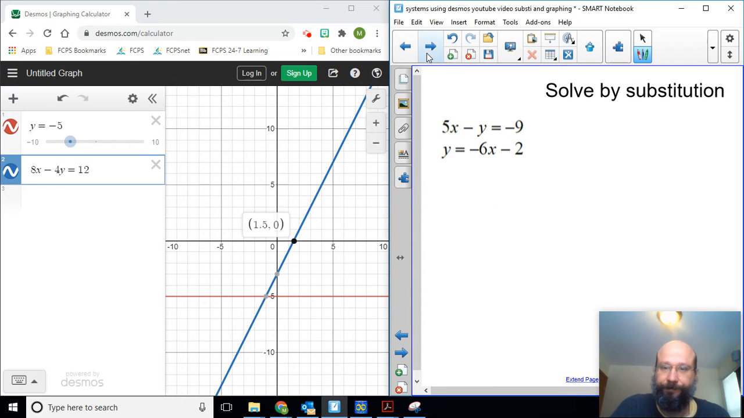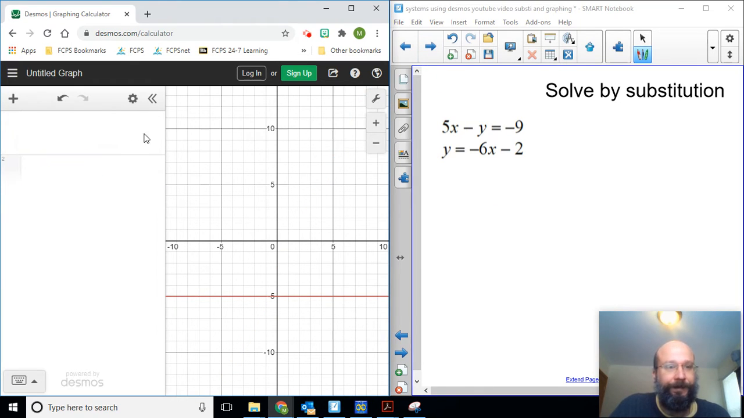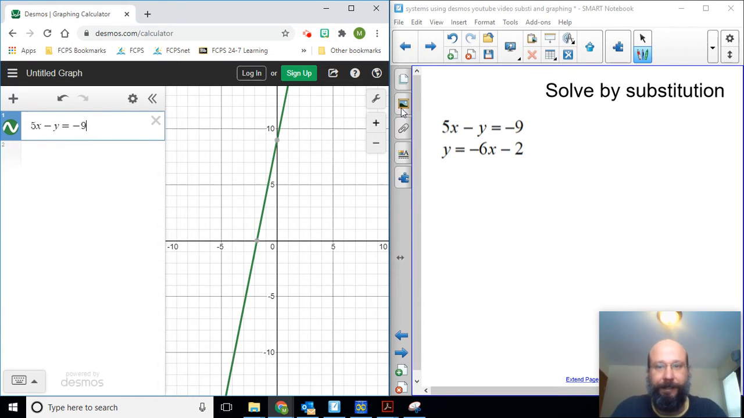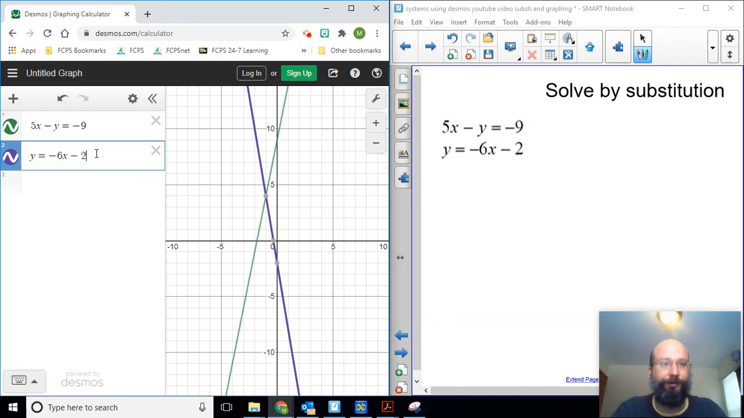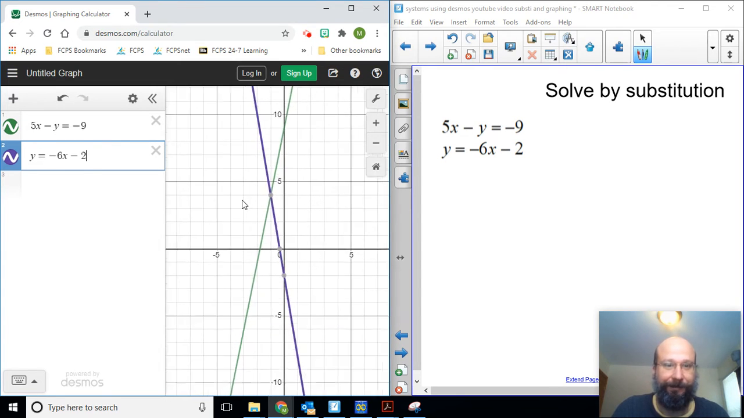Let's do another one. So same thing, I'm going to put the top line here, 5x minus y equals -9. That's the top line. Then y equals -6x minus 2. That's the bottom line. Right? That's the top equation, bottom equation. I have my two lines, a green one and a blue one. I see where they cross.